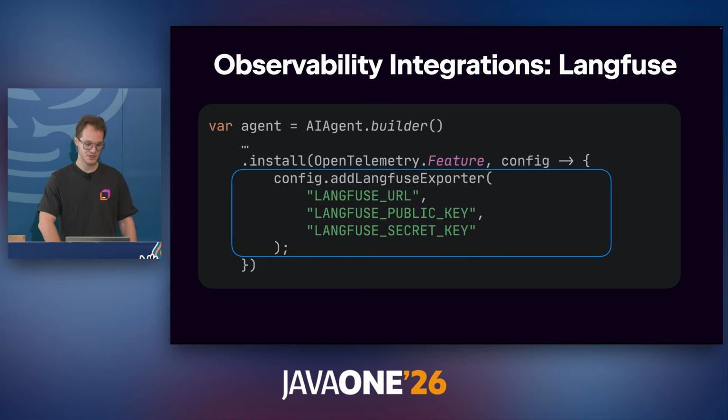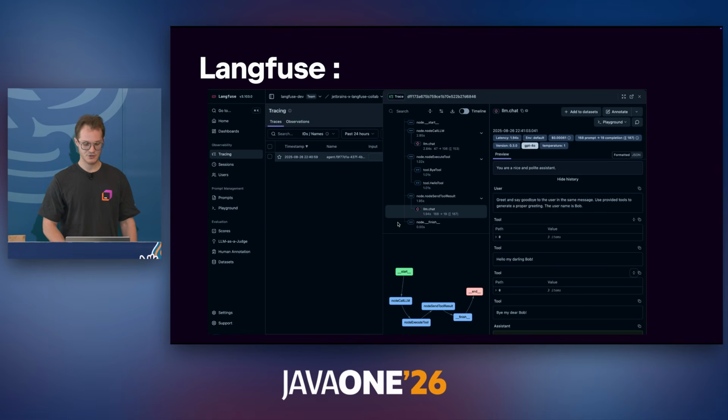For example, if you're using Langfuse, you just add the Langfuse exporter, provide the credentials, and then open your Langfuse console where you can see the graph of execution of any agent, including the steps, nodes, tool calls, timings for every operation, tokens spent, and so on. You can reason about the execution. You can share it with the ML colleague, and they will help you to improve it.